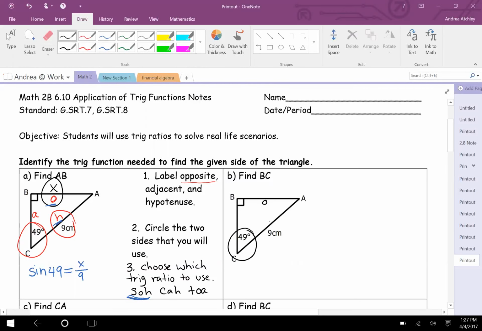The opposite, the adjacent, and the hypotenuse. It's the same triangle, so it shouldn't change at all. This time they're asking you to find BC, so that's this side here. We're going to circle the two sides we need to use. We still need to use the hypotenuse because it has the measurement there.